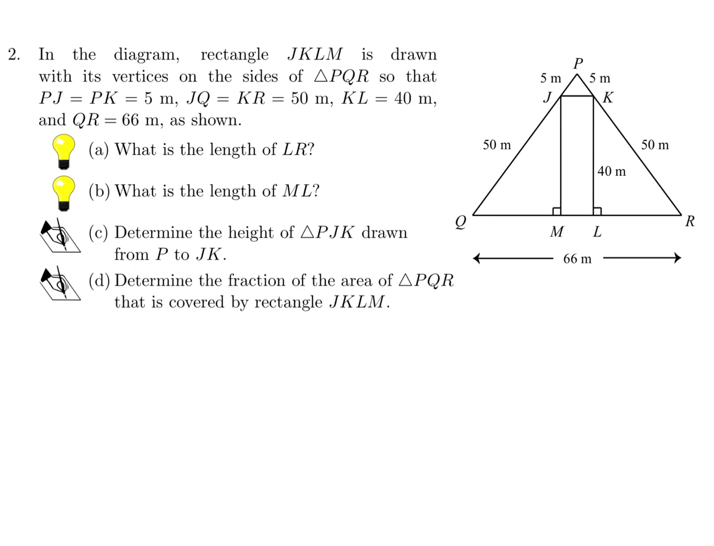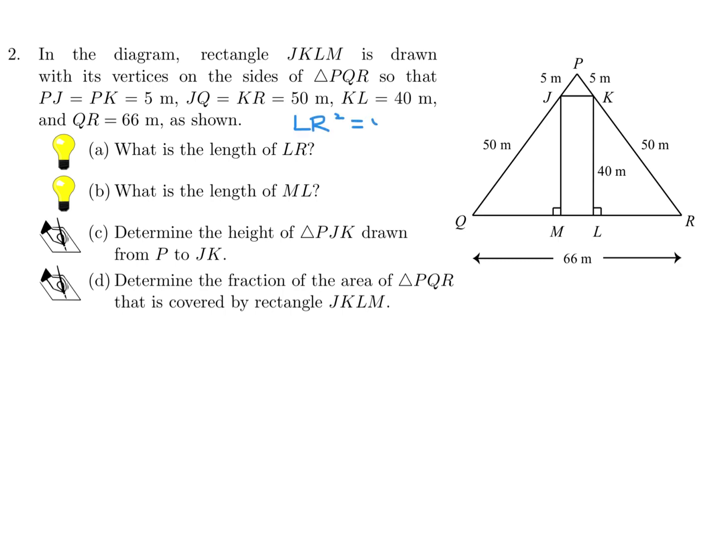In the diagram, rectangle JKLM is drawn with its vertices on the sides of triangle PQR, so that PJ is equal to PK is 5, JQ is equal to KR is 50, KL is 40, and QR is 66, as shown. What is the length of LR? All right, so a whole bunch of Pythagoras probably, as always.